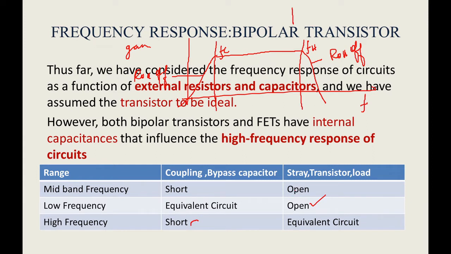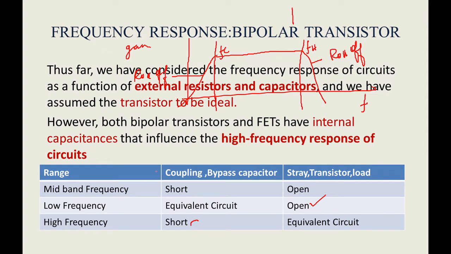That means in the low frequency there is a limitation of gain because of the coupling capacitor and bypass capacitor. In the higher frequency analysis, there is a limitation of gain because of the stray capacitance, transistor capacitance and load capacitance. So in the low frequency analysis, the circuit resembles a high pass filter. In the higher frequency analysis, the circuit resembles a low pass filter.